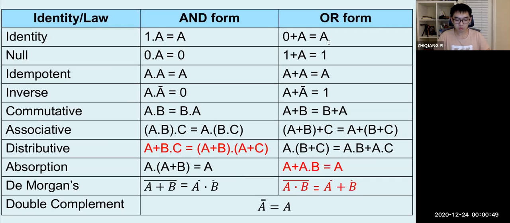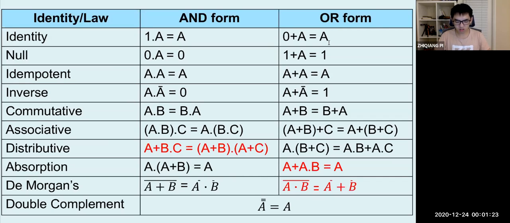Moving on to the commutative law, this is similar to what we have in real number arithmetic and algebra. A and B is the same as B and A, A or B is the same as B or A. Pretty intuitive. And the same goes for the associative laws. They're similar to real number algebra as well. A and B and C is the same as A and B and C. A or B or C is the same as A or B or C.